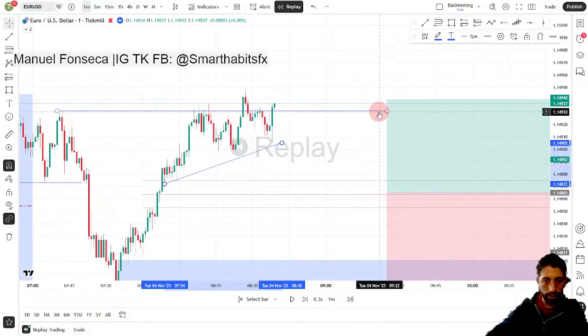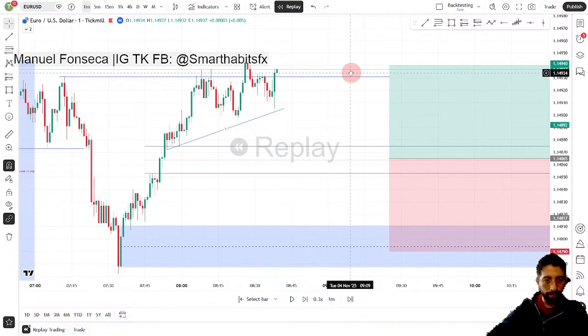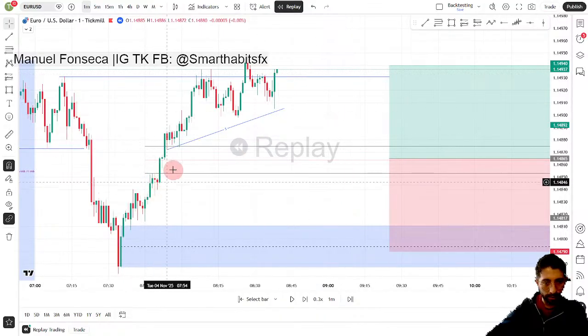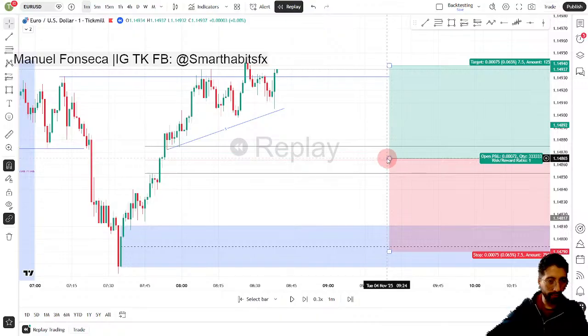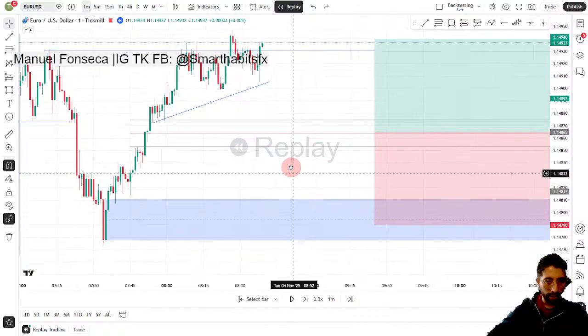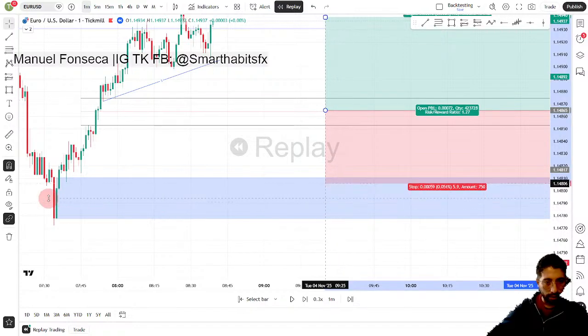In 1 minute liquidity, all of this is liquidity. So it's money grab, money accumulated, right? So this is the order block I'm looking for. But I'm gonna put it here because the 5 minutes imbalance starts here. And now the stop loss should be, honestly, here.